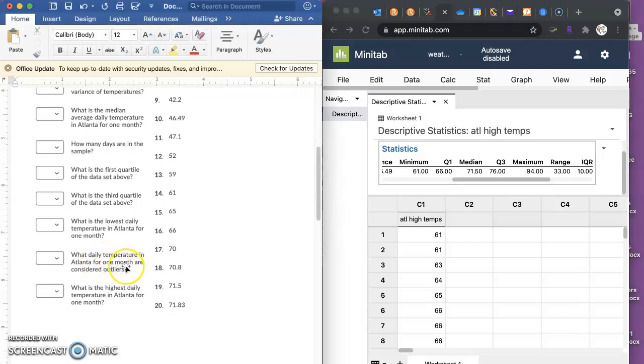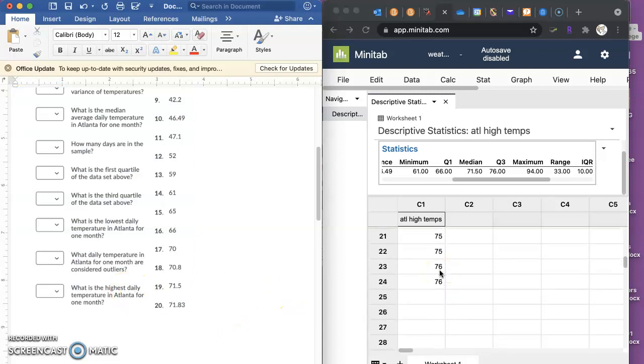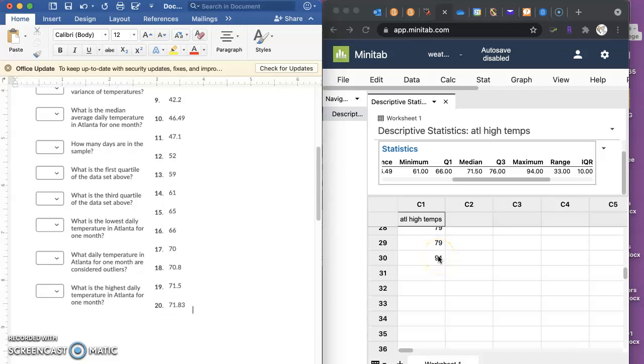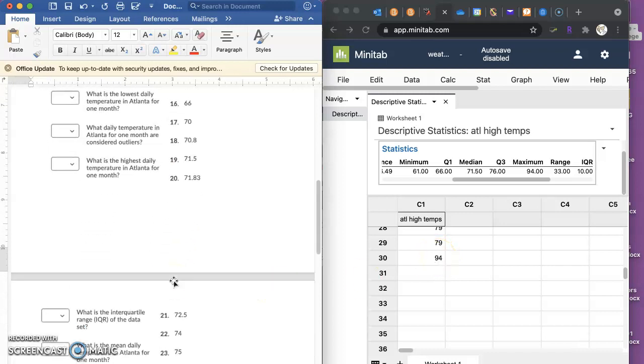What daily temperature in Atlanta for 1 month are considered outliers? Again, we'll come back to the outlier question. And what is the highest daily temperature? The highest daily temperature was the largest number, which was 94 degrees.